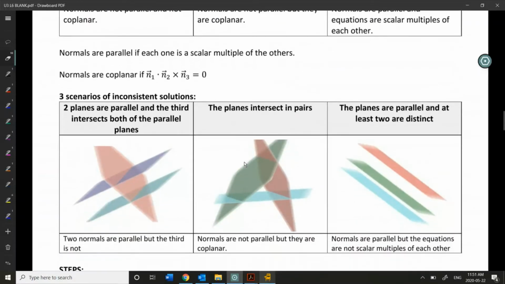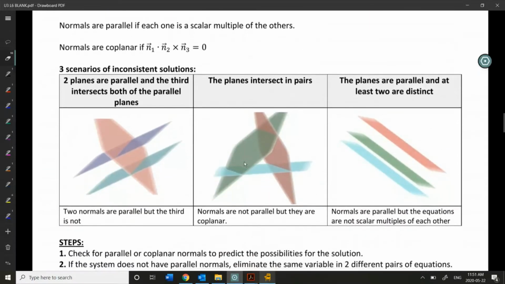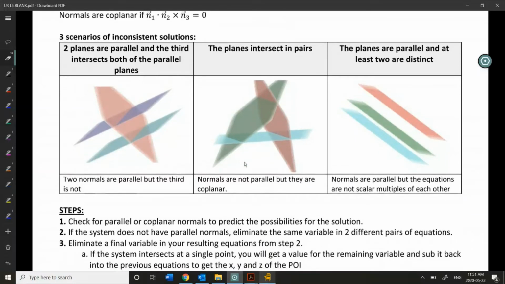So what we always check for first is if the normals are parallel, and we can also predict generally the types of solutions that we could get if the normals are coplanar or not. So a lot of times we'll also check the triple scalar product just to start. So our sets of inconsistent solutions would be if we have two parallel planes and then a third plane that's not parallel. You can see the plane is intersecting the two other planes in a line of intersection, but there's no common intersection of all three planes together.